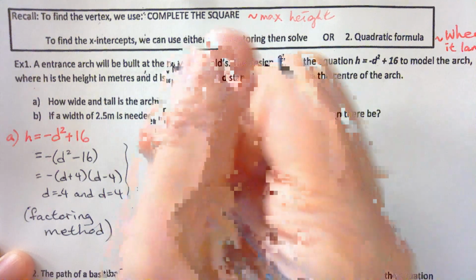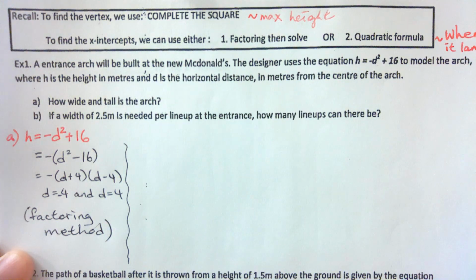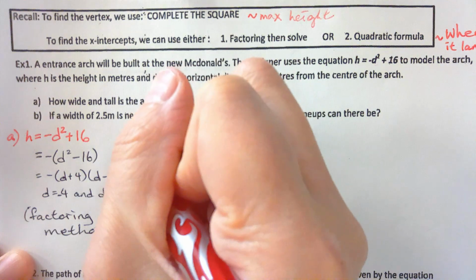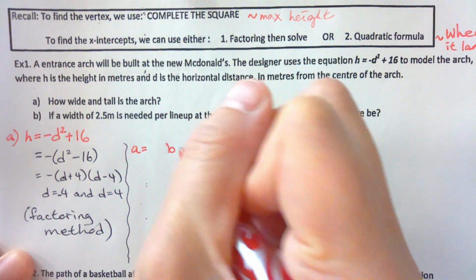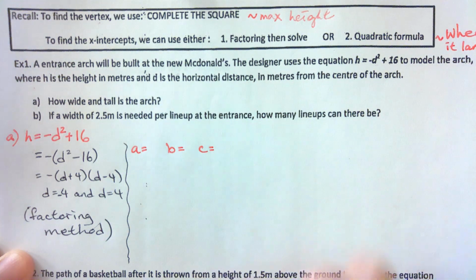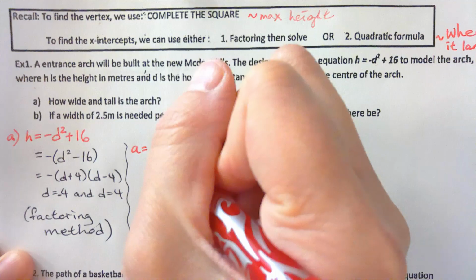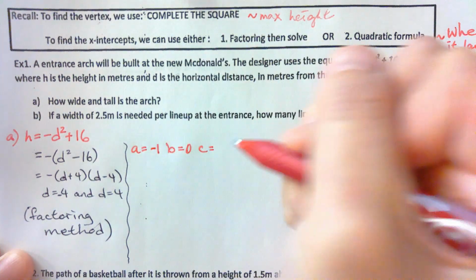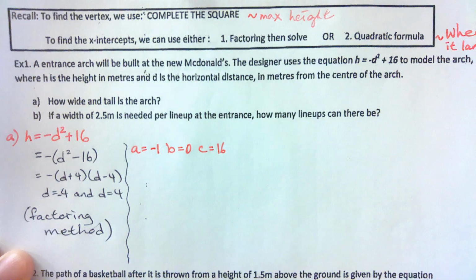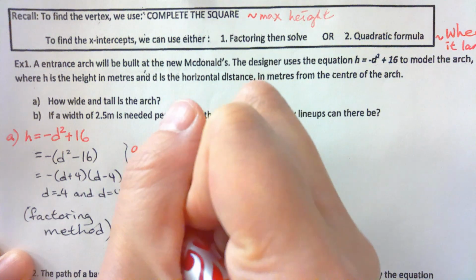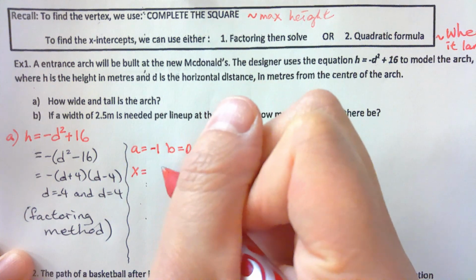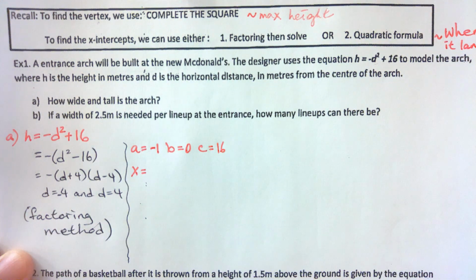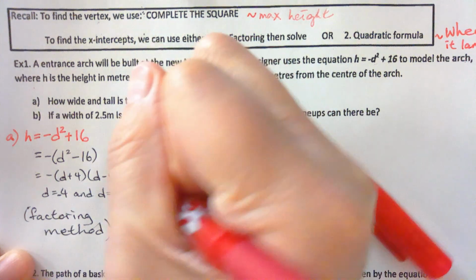As you guys say, you like the quadratic formula method more. So what's A, what's B, what's C then? A is negative 1. What's B? 0. Good. And C? C is 16. Right. Sub it into the quadratic formula. So x equals, or in this case it's d because they didn't use x, they used d. Same thing.